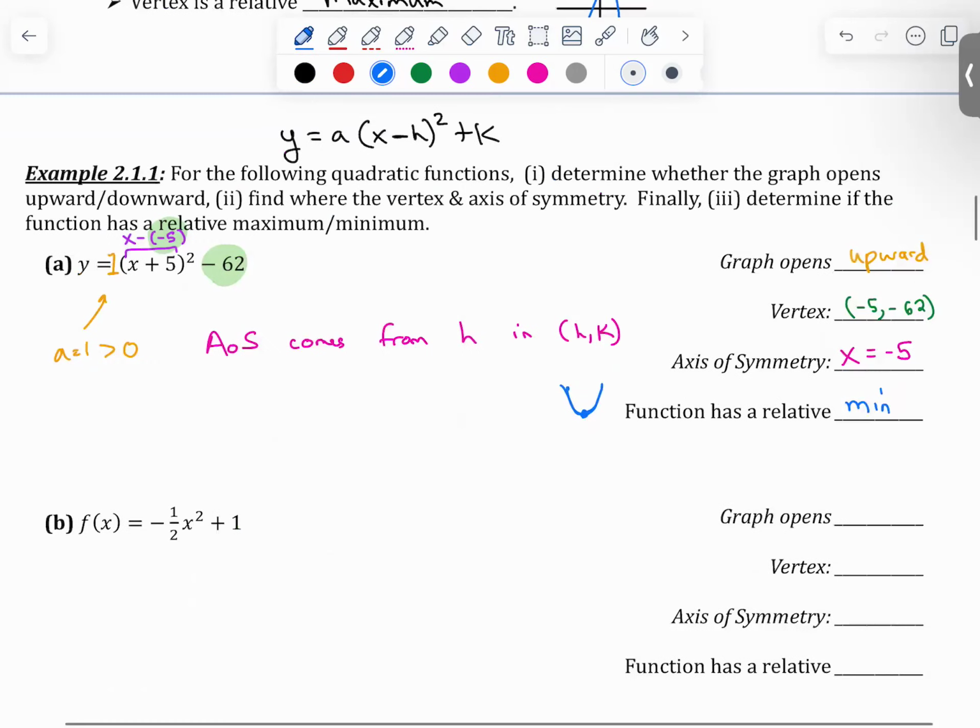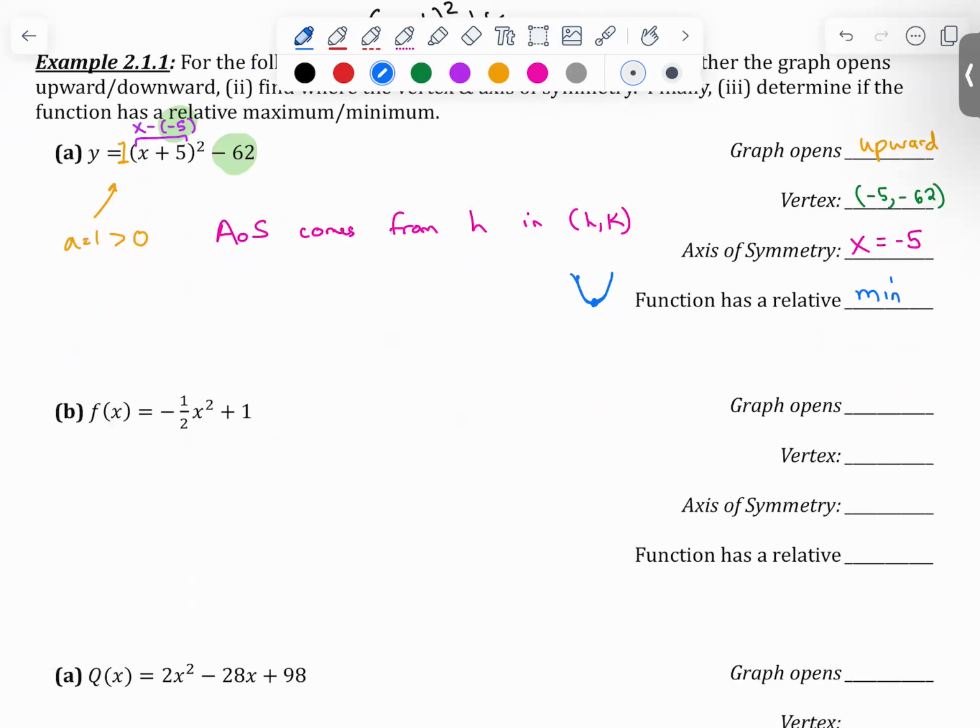This next one here, it might look like it's not in vertex form, but it actually is, because of the nice properties of zero. You could rewrite this as negative 1/2 times x minus 0 quantity squared plus 1. There's nothing stopping you from adding or subtracting 0 from anything. That's totally fine. So back to the thing.